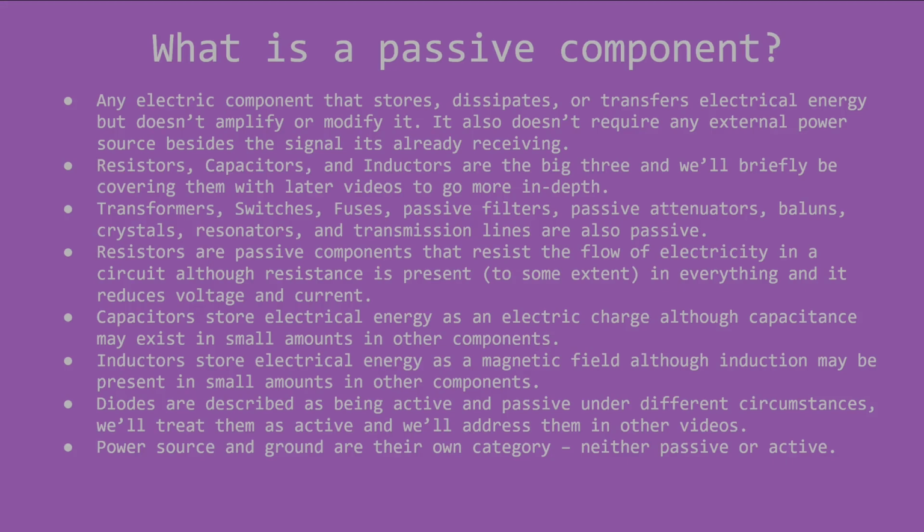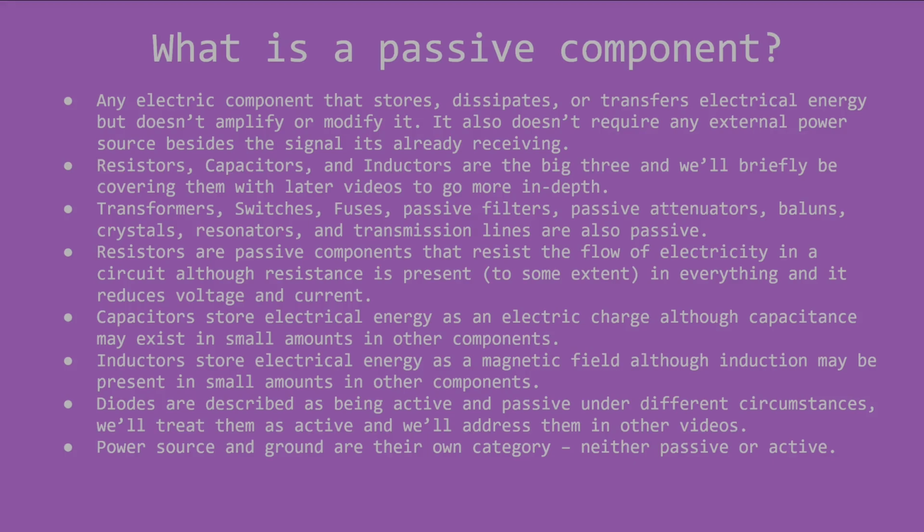Resistors are passive components that resist the flow of electricity in a circuit. Although resistance is basically present in everything to some extent, even the conductive wires, they all reduce voltage and current. A resistor just means that you're doing it intentionally and in a much larger amount.